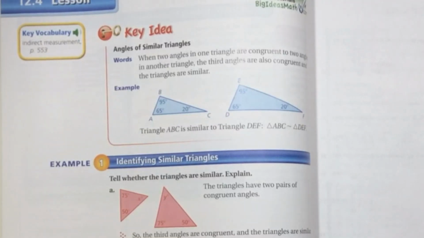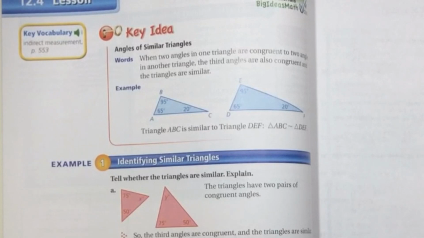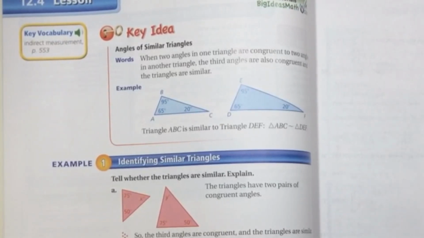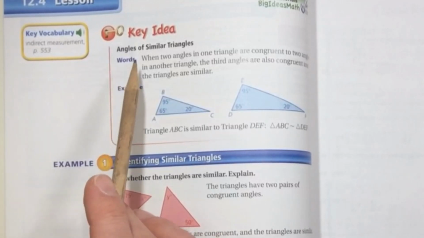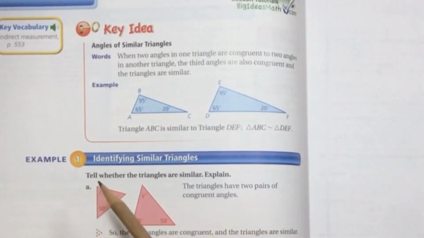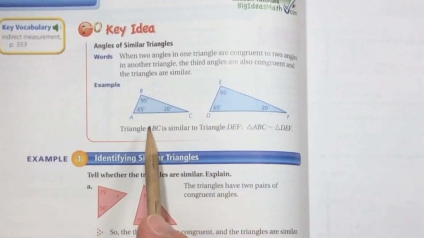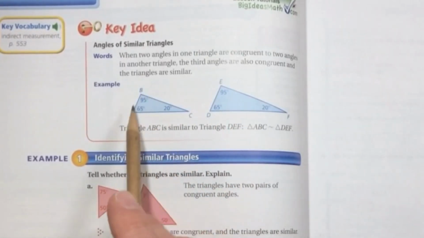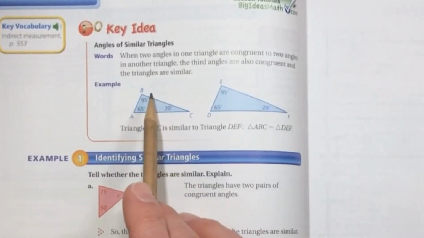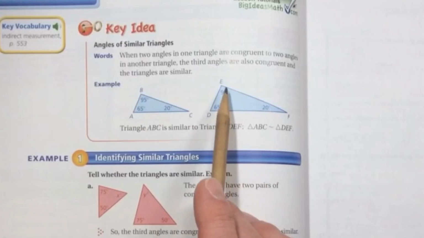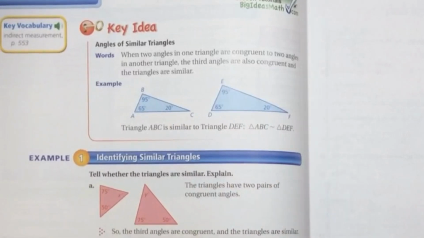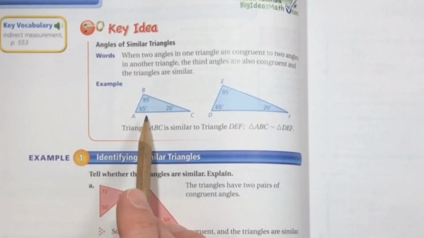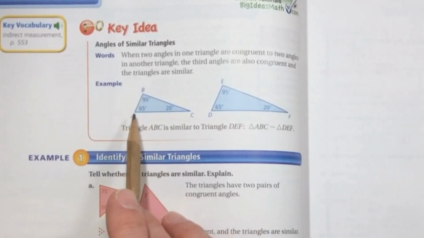Boys and girls, this is lesson 12.4, using similar triangles, and it is page 552 in your textbook. So the key idea here: angles of similar triangles. Remember that when two triangles are similar, they're the exact same shape. That means the three angles of this triangle are congruent to the three angles of this triangle. They're the same shape, but not necessarily the same size. The fact that these are different sizes is no big deal, but the angles are the same.